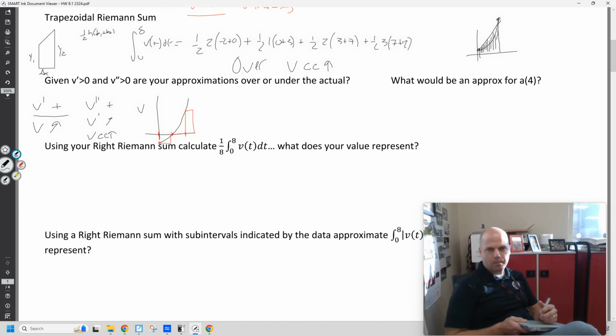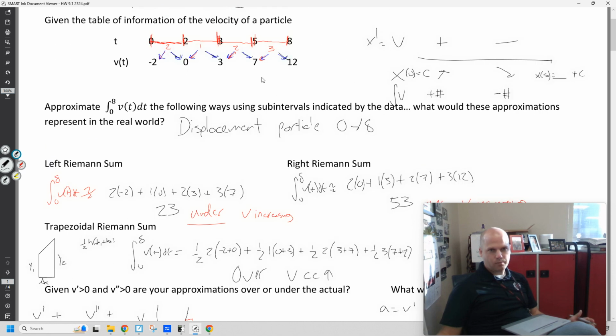What would be an approximation for a of 4? Okay, so we have to remember that acceleration is just the derivative of velocity, which means it's the slope of velocity. How can I find the slope of velocity if I'm given just some points on velocity? This is important. We're just going to do the best we can finding a slope with the information that we have. We're going to go back to using the slope formula.